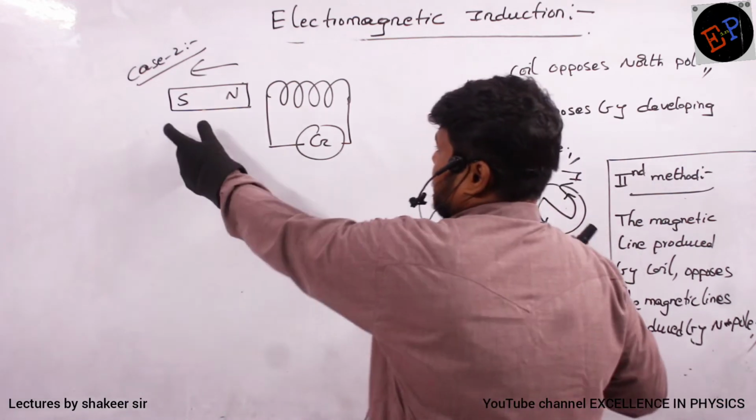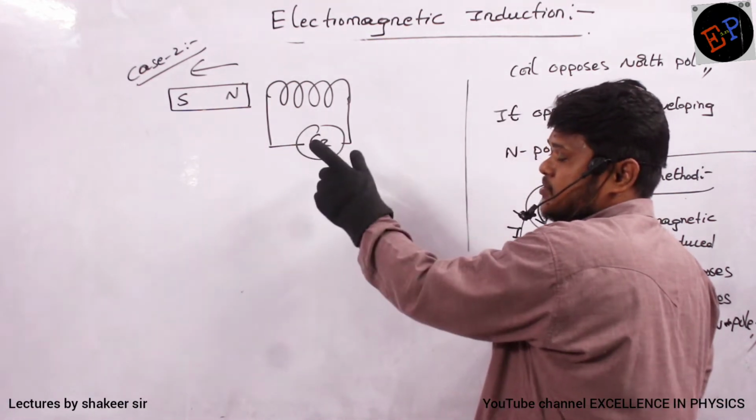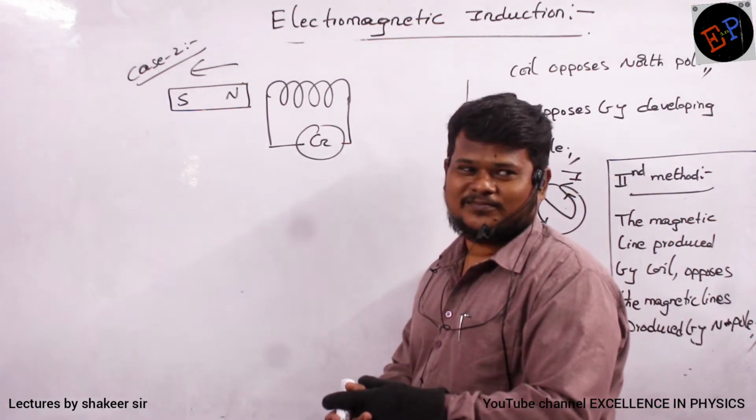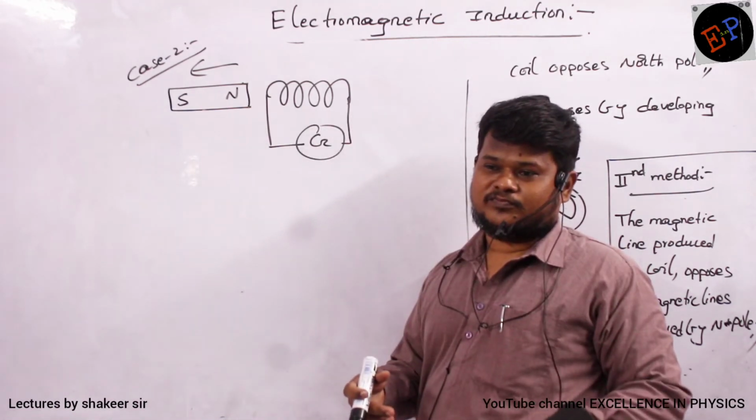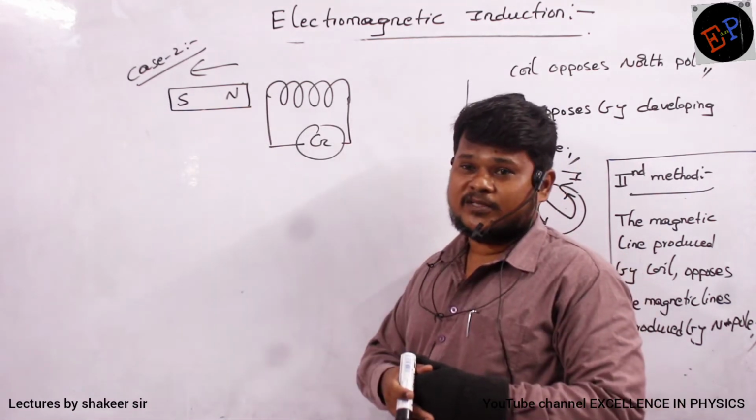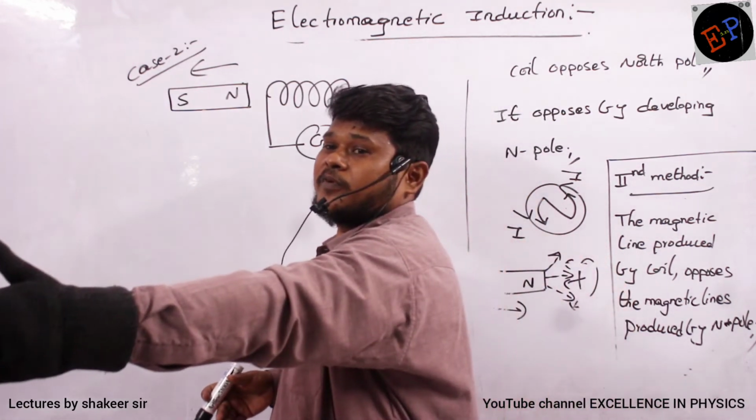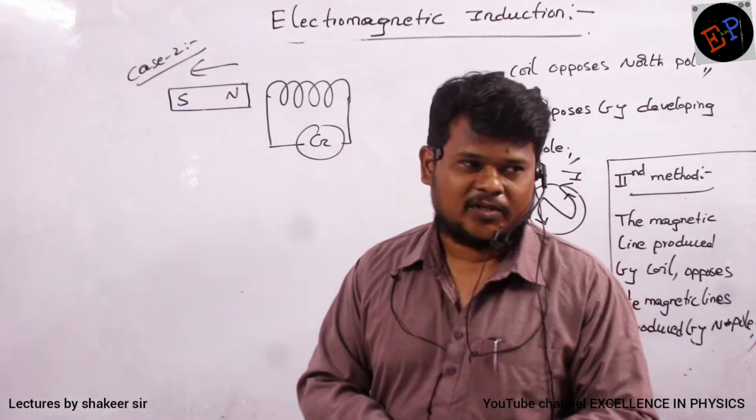See, ma, previously the north pole approached the coil and the coil opposed it. Now it is trying to move away, then also it will oppose. Okay. Now what is the method of opposing? It doesn't want the north pole to move away, so it will develop a south pole. That's all very simple. Are you able to understand?